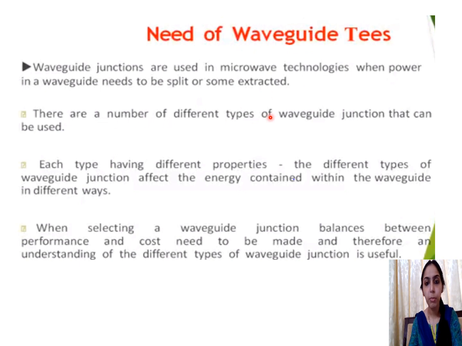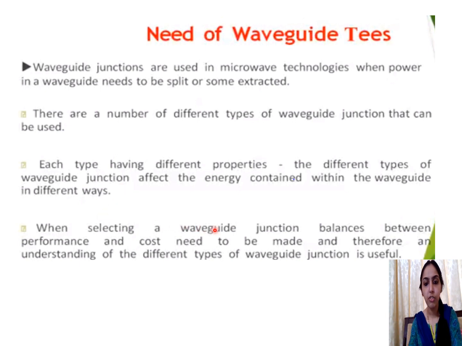There are a different number of waveguide junctions which can be used. The properties of each of these waveguide junctions will be different. So depending upon the type of application which we are intending to apply, we can select the type of waveguide T which is to be employed. That is what is written here. Each type has different properties. The different types of waveguide junction affect the energy contained within the waveguide in different ways. So depending upon the property, that is, the phase property may be different for different waveguide Ts. So depending upon our application we can choose it.